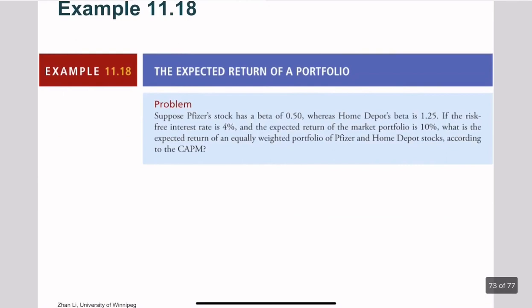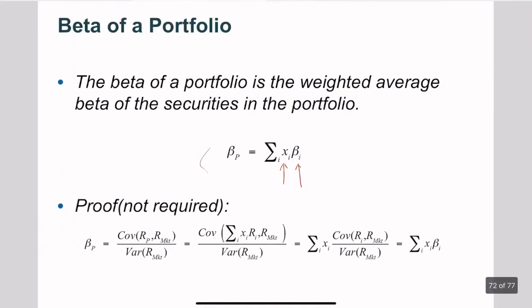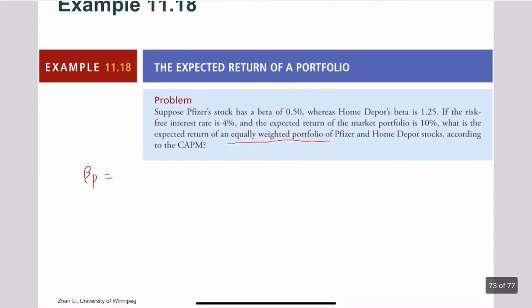Now let's look at this example. Suppose Pfizer's stock has a beta of 0.5. Home Depot's beta is 1.25. If the risk-free rate is 4% and the expected return of the market portfolio is 10%, what is the expected return of the equally weighted portfolio of Pfizer and Home Depot according to the CAPM? So now we're looking at an equally weighted portfolio. Let's first find the portfolio's beta. We have just learned this formula, so it's easy to find the beta here.